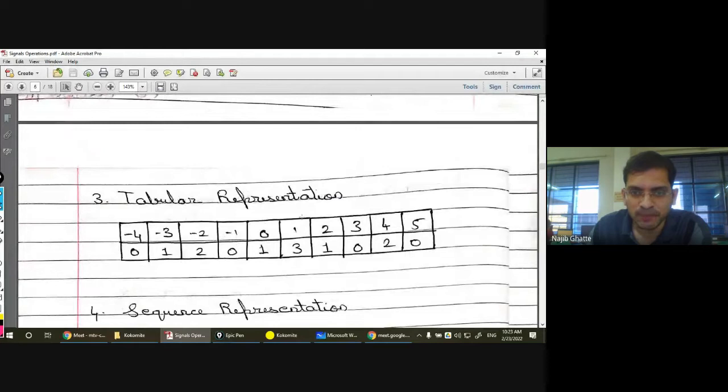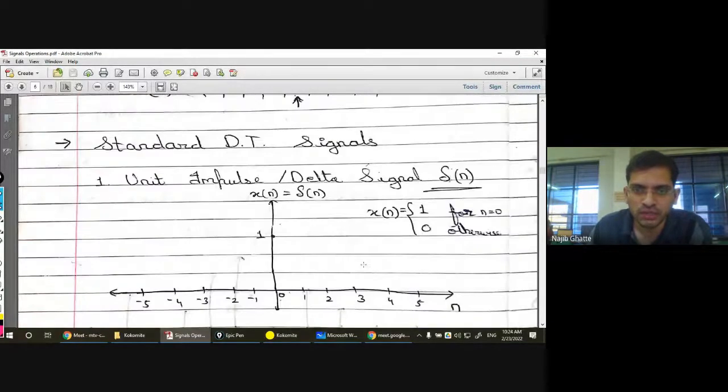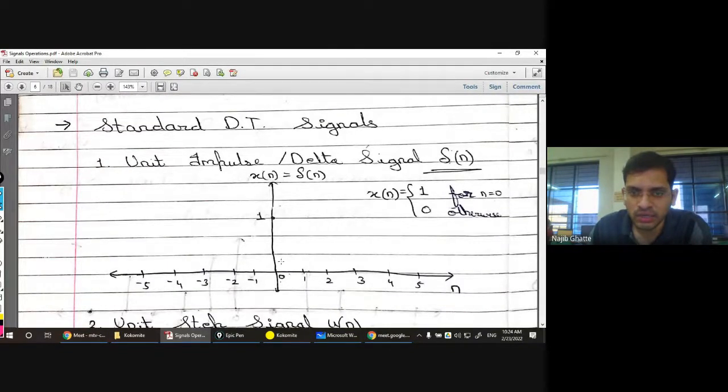If I talk about tabular representation, it is there in front of you how to write tabular. This is the sequential representation. Fine. Okay. Understood. Now delta n. This is delta n. Only at 0 you have 1.